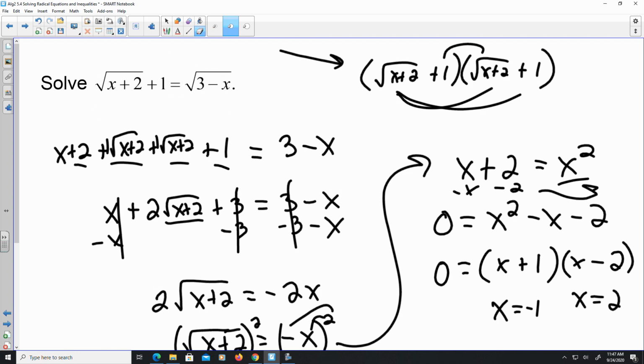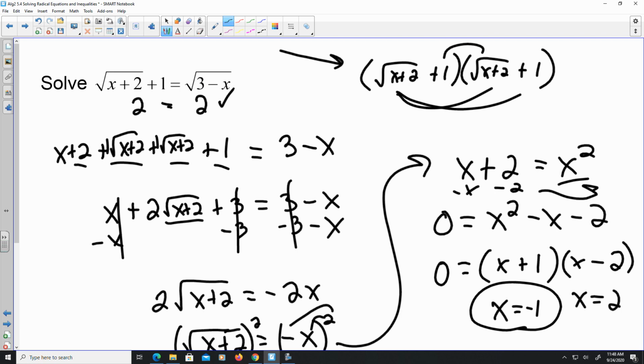So if I go here, negative 1 plus 2 is 1. Square root of 1 is 1. 1 plus 1 is 2. And then I go over here. This is 3 minus a negative 1, so that'll give me 4. And square root of 4 is 2. So that checks out. So negative 1 does in fact work.